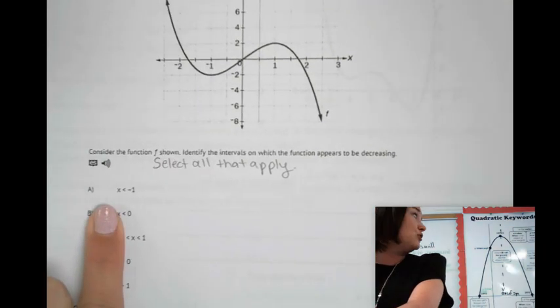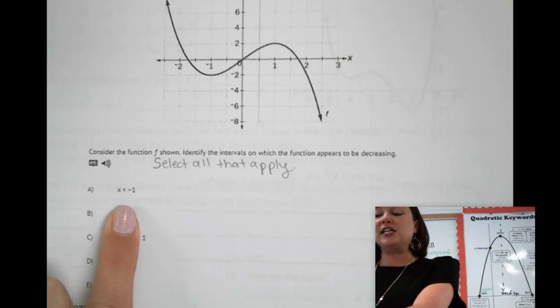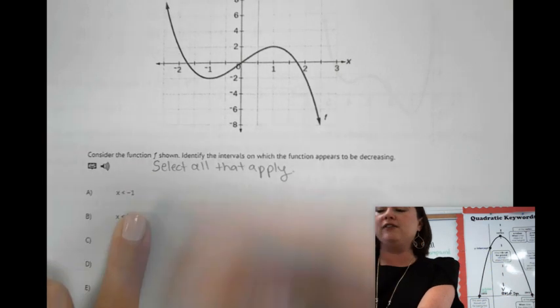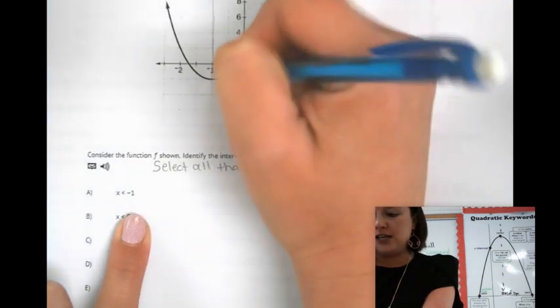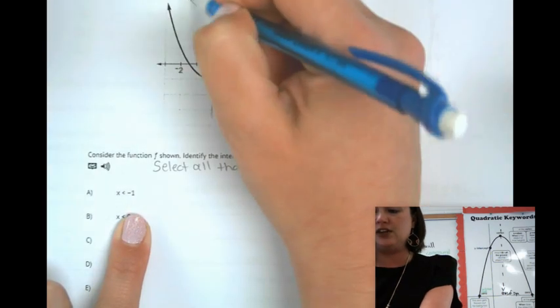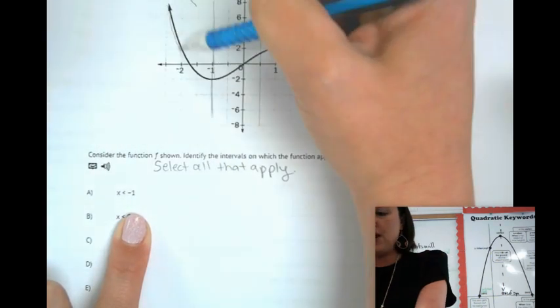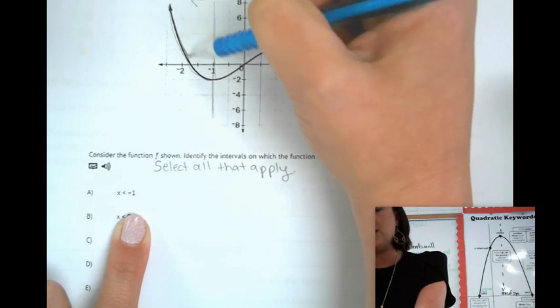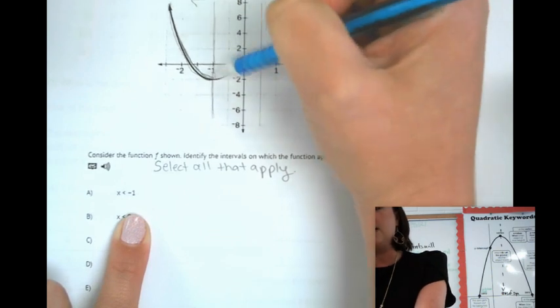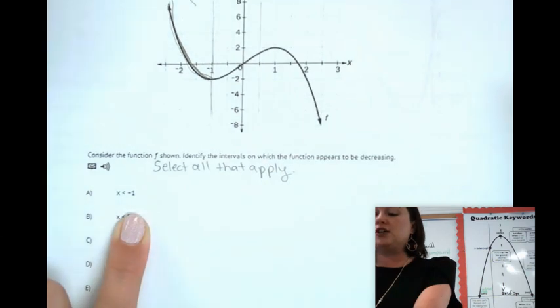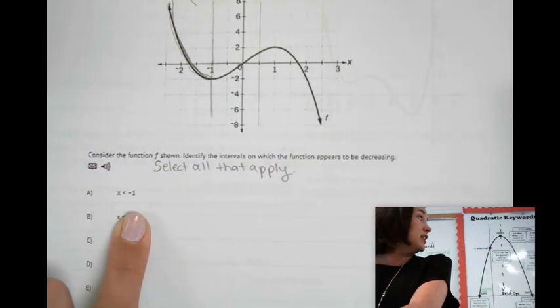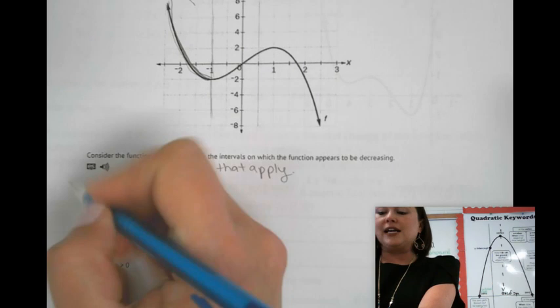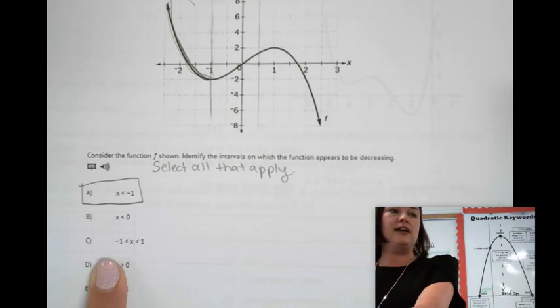So let's start with the answer choices. The answer choice says x is less than -1. So here's -1 right here, and less than would be to the left of that. So this part of the graph right here, is that part of the graph going up, or is that part of the graph going down when I look from left to right? Down. So that's decreasing. Did the question ask for decreasing or increasing? Decreasing. So I can select A.